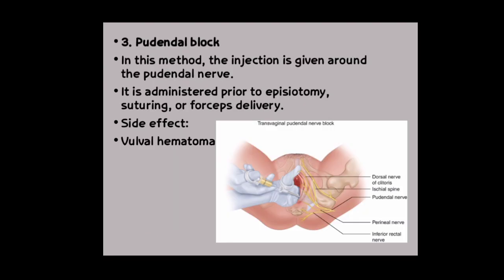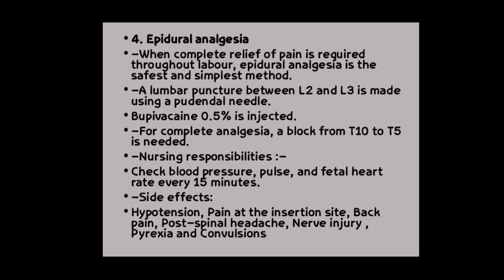3. Pudendal block. In this method, the injection is given around the pudendal nerve. It is administered prior to episiotomy, suturing, or forceps delivery. Side effect: vulval hematoma.